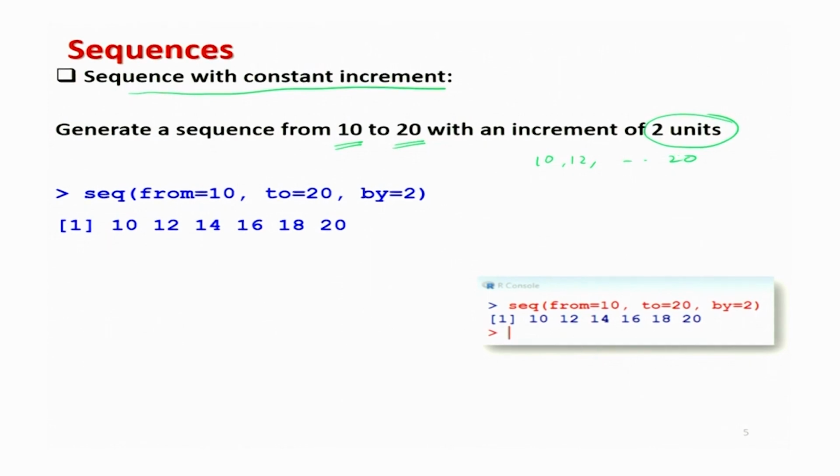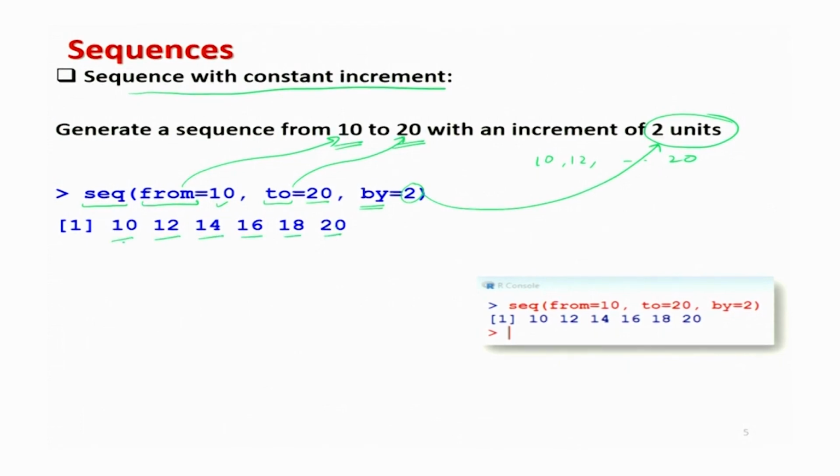So now how to define this sequence in the R software? You can write seq and then from equal to 10 and to is equal to 20, and then after the comma you write by, and by you write 2 because this 2 corresponds to the increment of 2 units, and similarly from corresponds to 10 and to corresponds to 20. So now this is going to generate a sequence like 10, 12, 14, 16, 18 and 20.